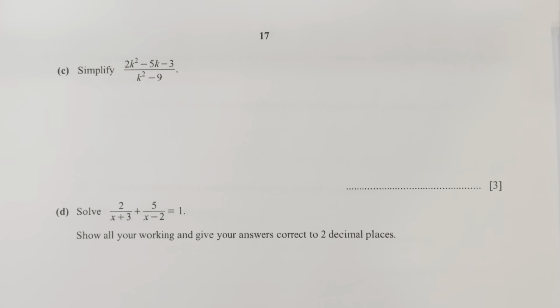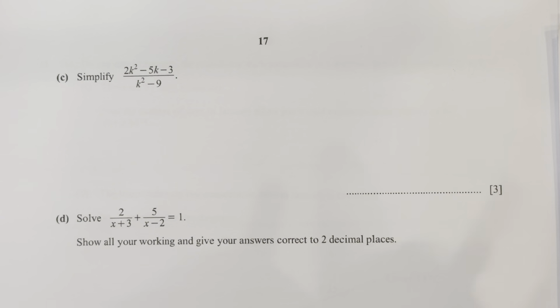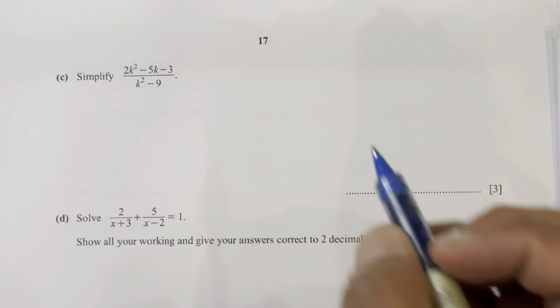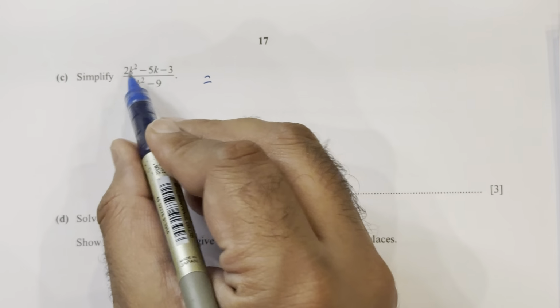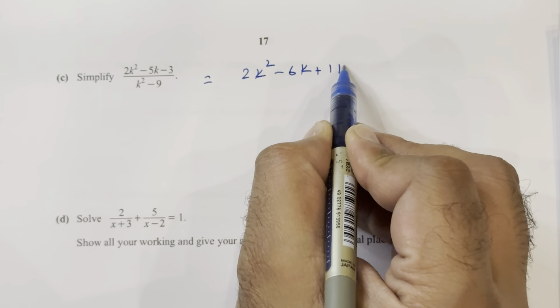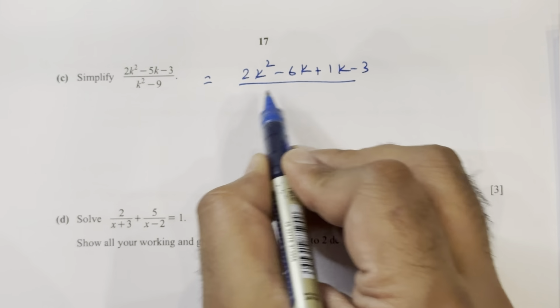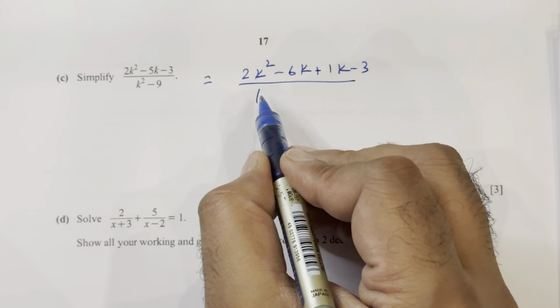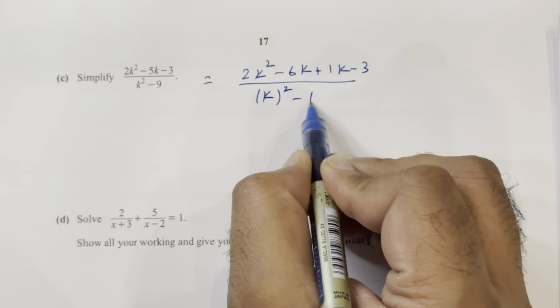Part C, simplify 2k square minus k 5k minus 3 is equal to k square minus 9. You can do the middle term break: 2k square minus 6k plus 1k minus 3, and below you can apply the formula.